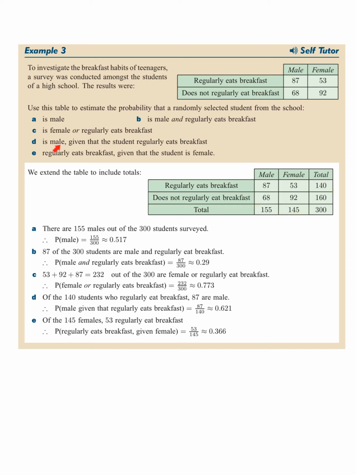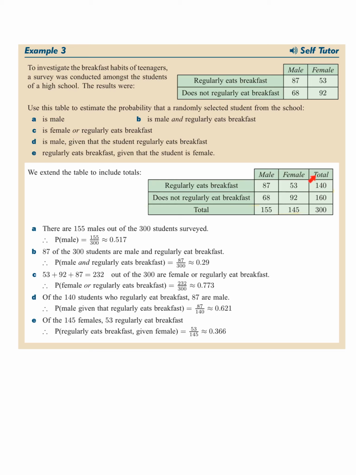Let's have a look at D. Is male given that the student regularly eats breakfast? These two words here, given that, every time you see that in a probability question, whatever that English becomes as a number, it goes on the bottom. In this case, given that the student regularly eats breakfast, we go to regularly eats breakfast, well, the total is 140. So when they say given that the student regularly eats breakfast, we take that 140 and put it on the bottom, on the denominator.